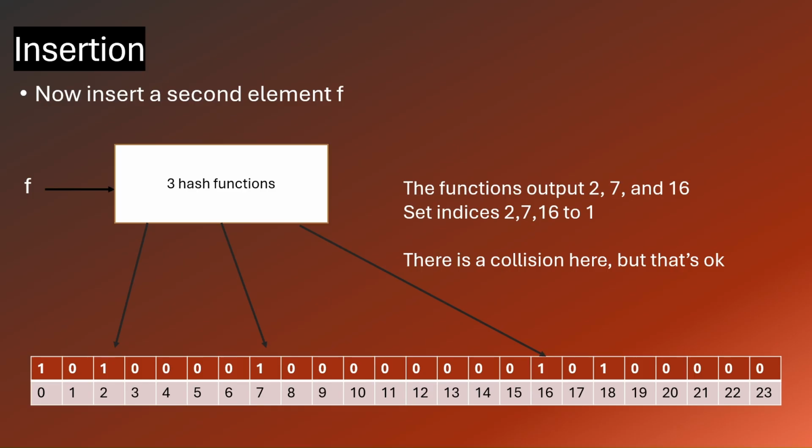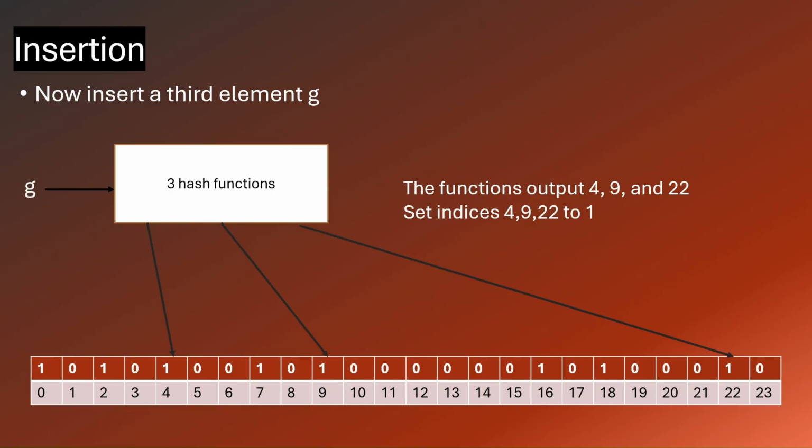Now we'll insert some second element f. F goes into the 3 hash functions. The functions output 2, 7, and 16, so we'll set indices 2, 7, and 16 to 1. There actually is a collision here at index 7, but that's okay and is part of how the Bloom filter functions. Now we'll insert a third element g, which goes into the 3 hash functions. Functions output 4, 9, and 22, and we set those indices to 1.